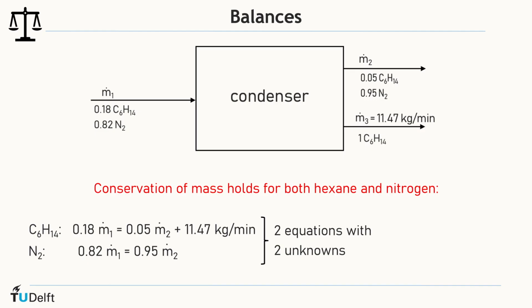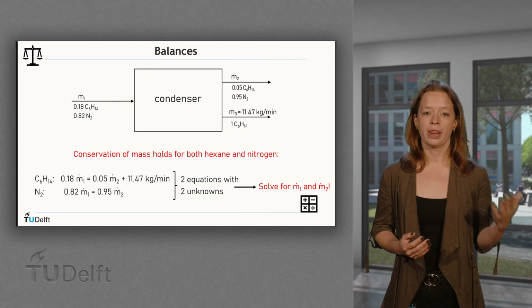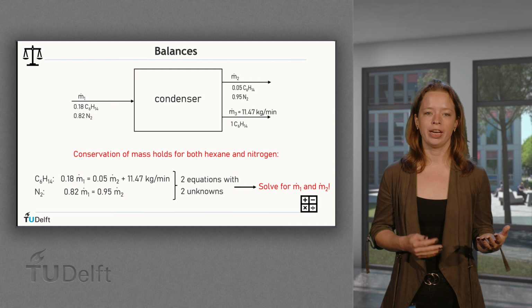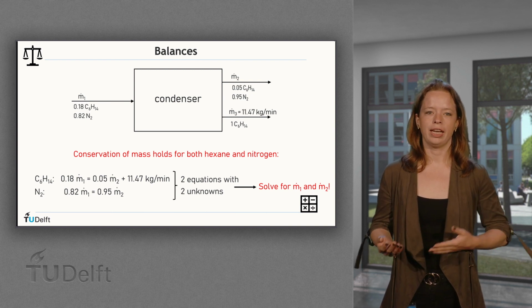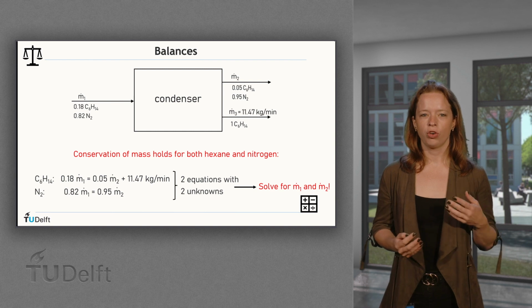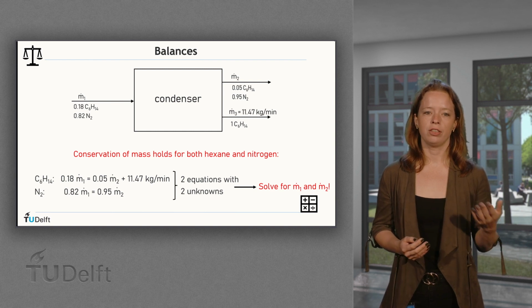Now you see we formulated two equations with a total of two unknowns. So this system can be solved for M1 and M2. I challenge you to complete the last step, calculate unknowns, by yourself. Try and calculate the flow rates of these two streams.